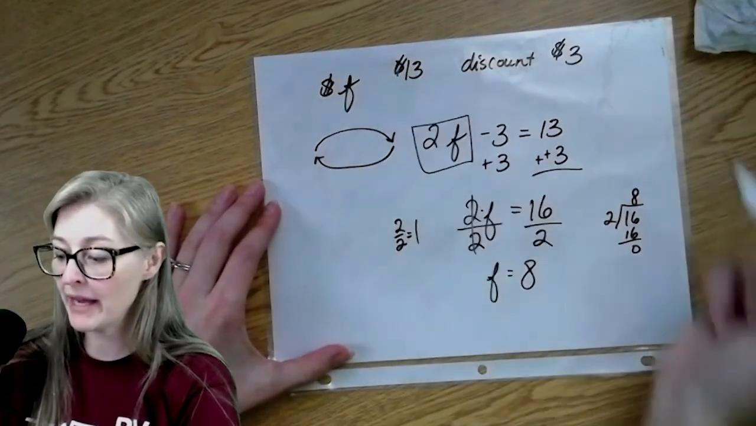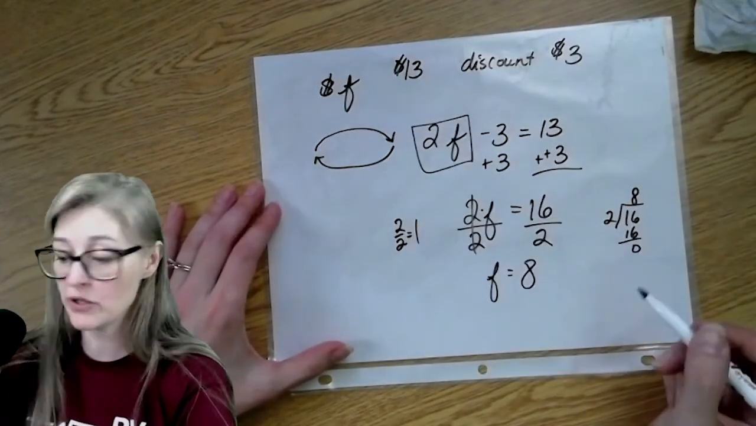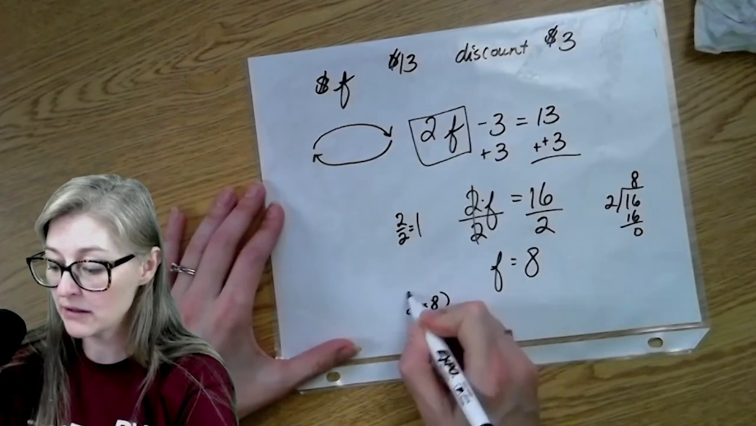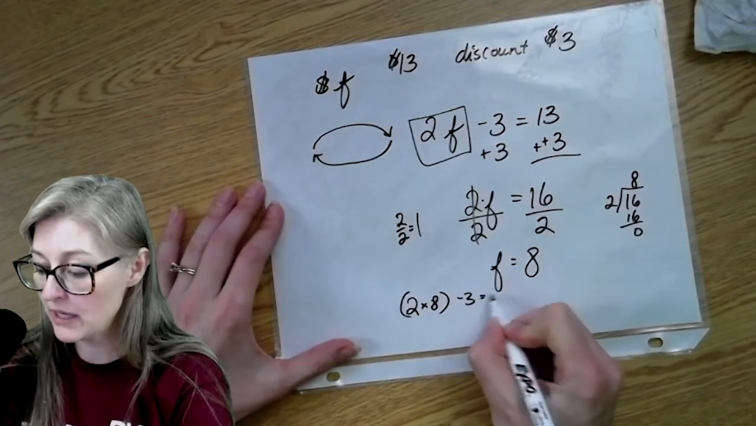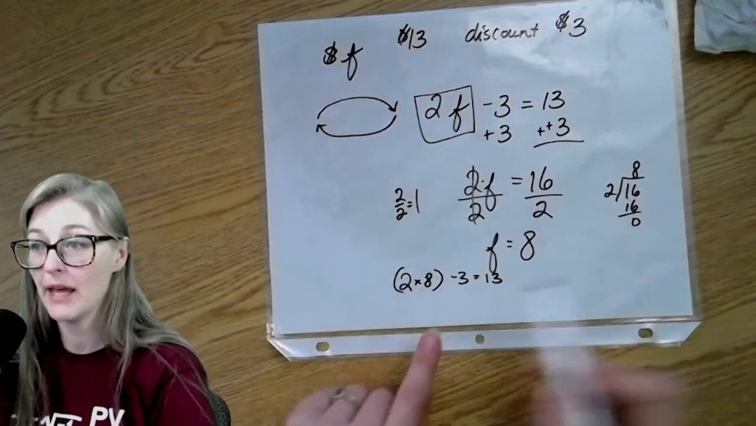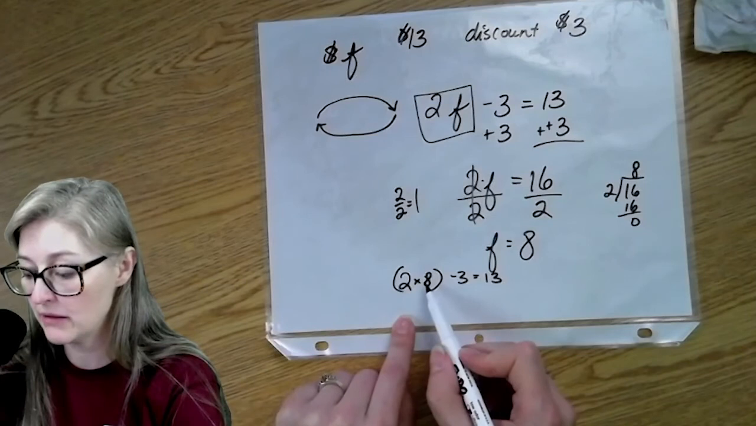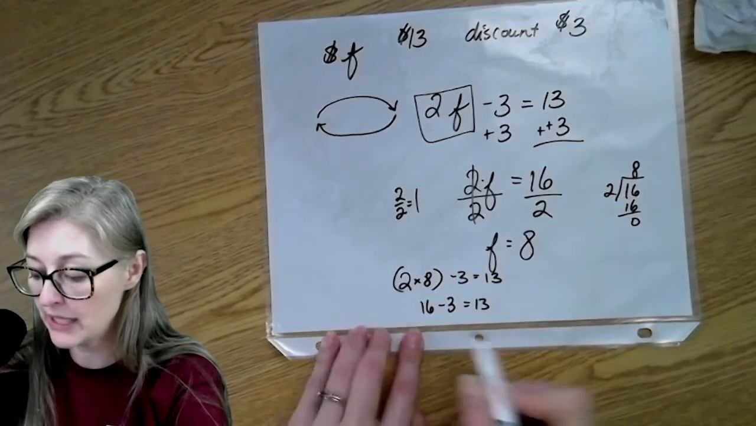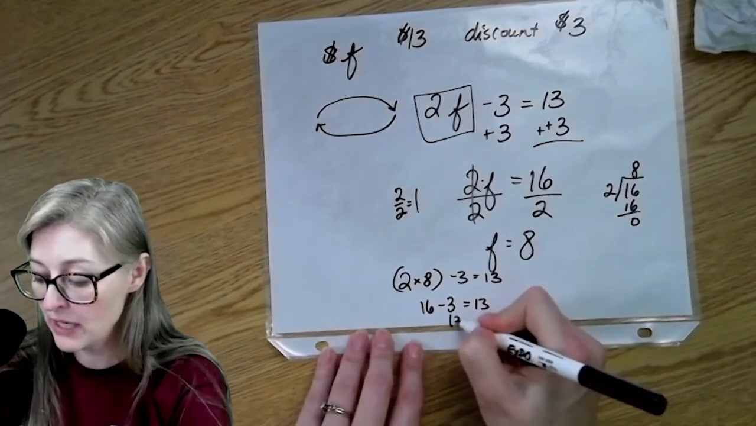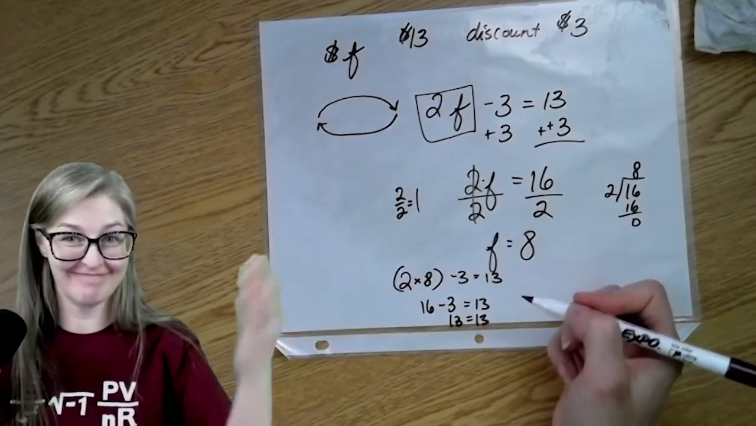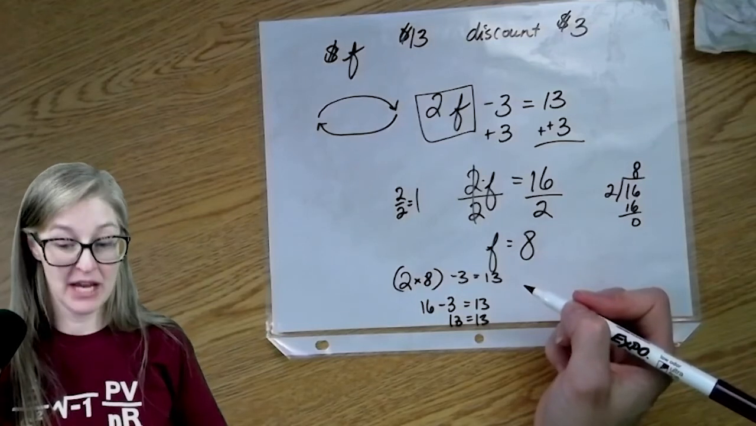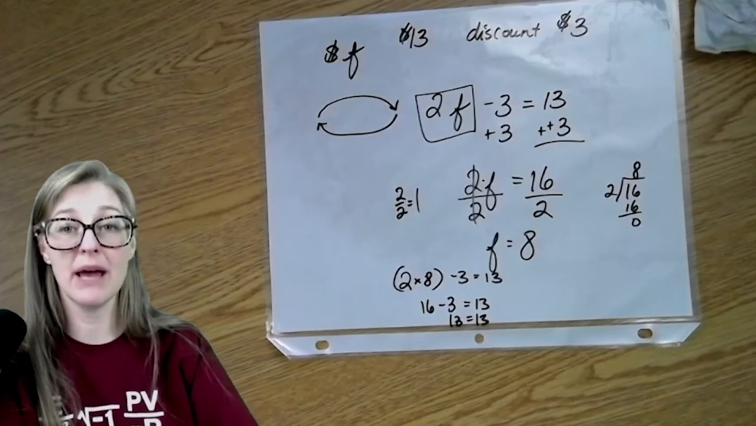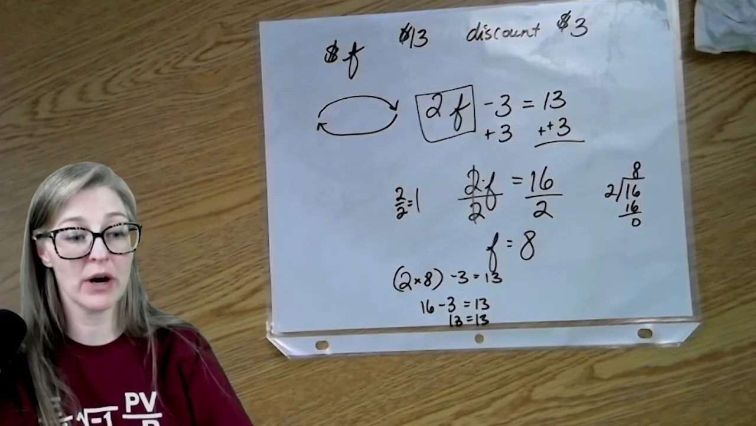Now, if I go back and I plunk 8 into my original equation, I have 2 times 8 minus 3 equals 13. So 2 times 8 is going to be 16 minus 3 equals 13. Now I do 16 minus 3, 13 equals 13. Totally nailed it. Now I would go type in my answer. I would check on my answer sheet to make sure that I did my work correctly.